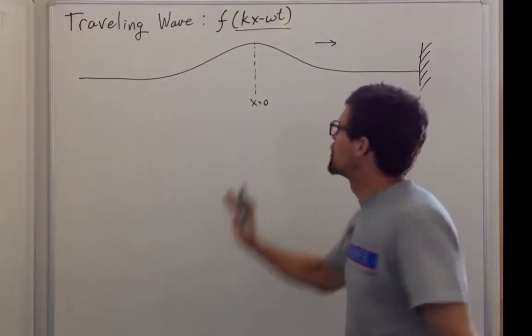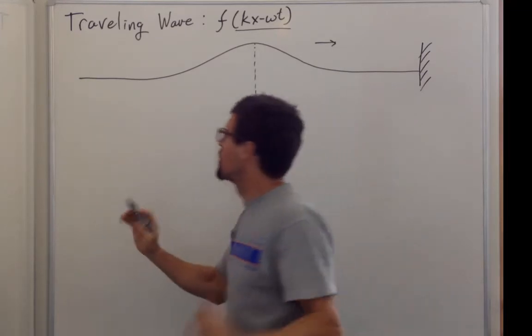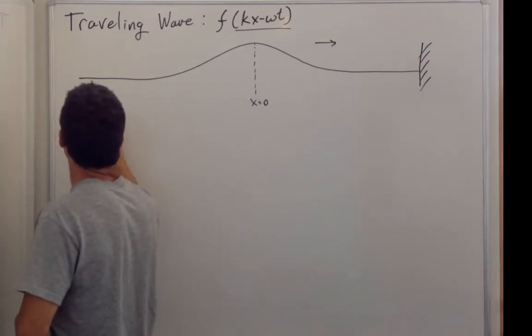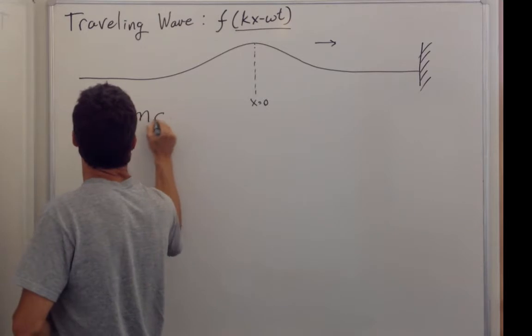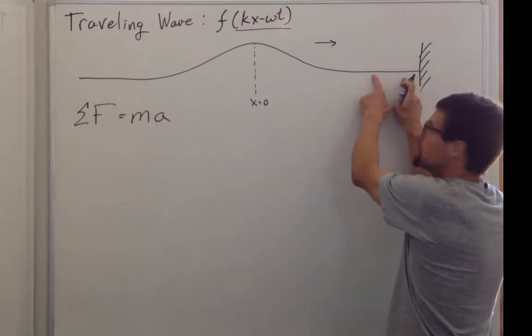So what's going on with this wave? What makes the string go up and down? And you know there's going to be some forces here, and we're going to look for the sum of the forces equals mass times acceleration. Here, there's no action. There's no motion.